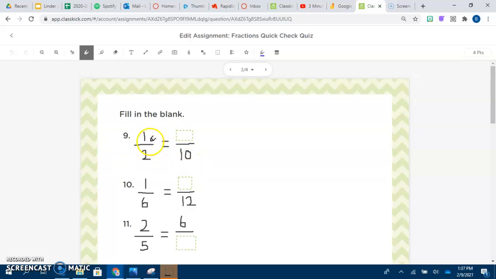This is basically the same thing. You're figuring out 1/2 is equal to blank over 10. So how I would do this is I would figure out 2 times what equals 10.